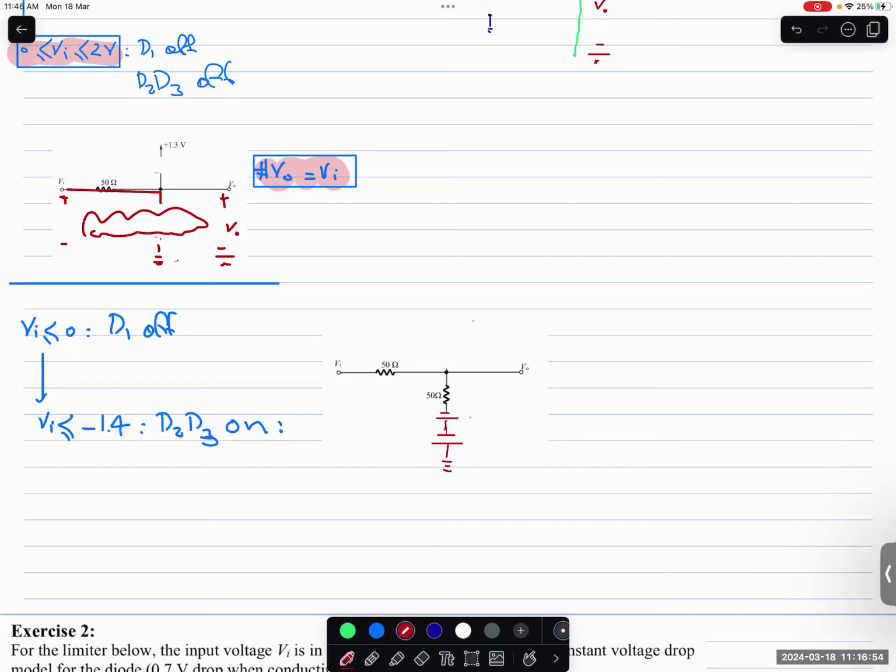Okay, so 0.7, 0.7, and VI. The thing is that I cannot say, if you didn't have this resistor, you could say VO equal to minus 1.4, but you have the resistor on. So here, now what will be the output? Listen, see what I will do here. I need to get output in terms of input voltage.